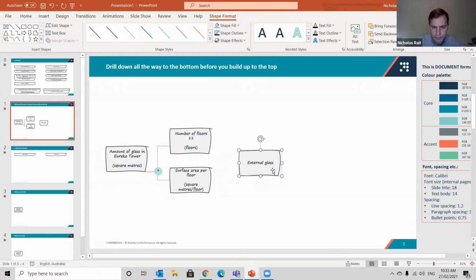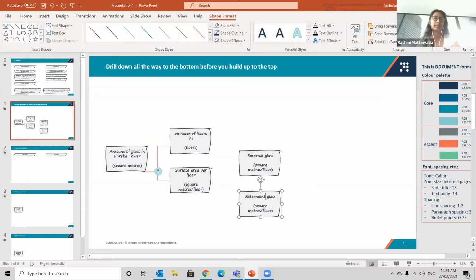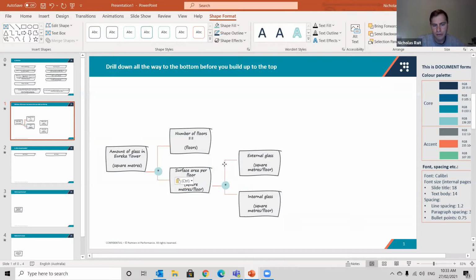All right. So in this case, you've still got the same square meters per floor unit for both. So this is a sum function, right? I'm going to have my same problem with trying to get things to work in a tree.